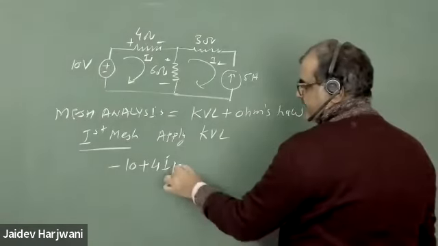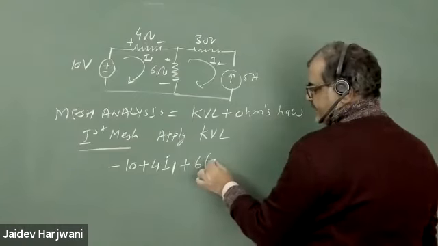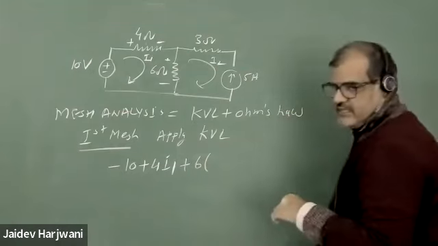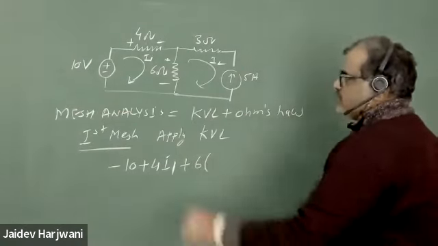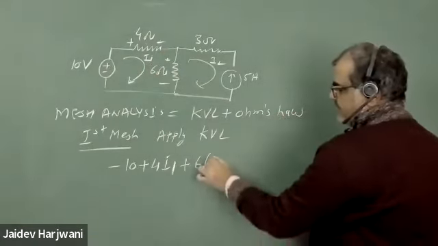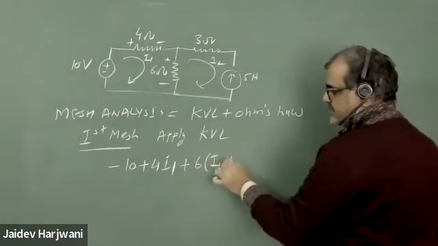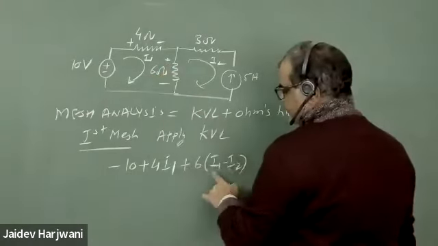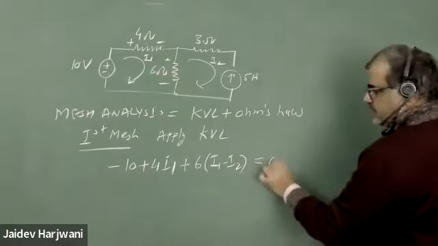Then what should I write for the 6 ohm? I1 minus I2, or I2 minus I1? Because I'm assuming the effective current is in this direction. I'm taking I1 in this direction, and I2 is opposite, so I'm writing I1 minus I2 and putting a plus sign here, assuming this current is positive, I1 minus I2 times 6.